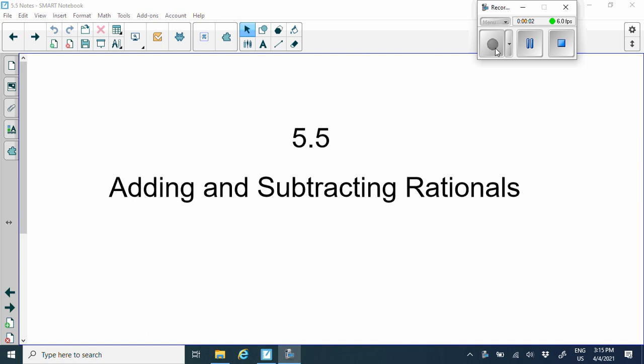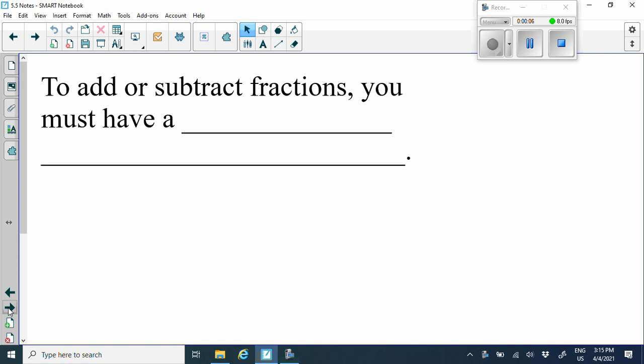Hey guys, so here's the notes for 5.5. We're going to talk about adding and subtracting rationals. Now, anytime we need to add or subtract fractions, you always have to have what is called a common denominator.